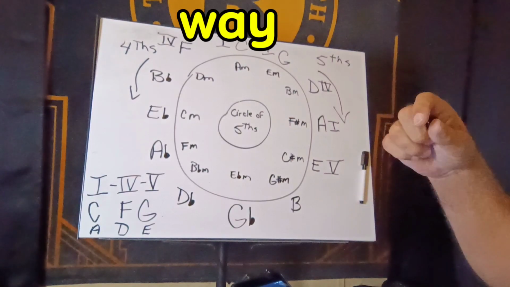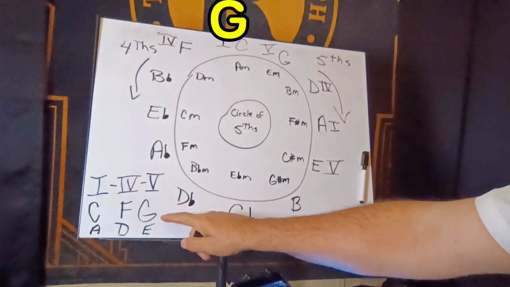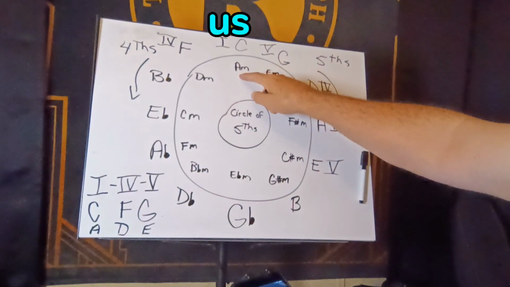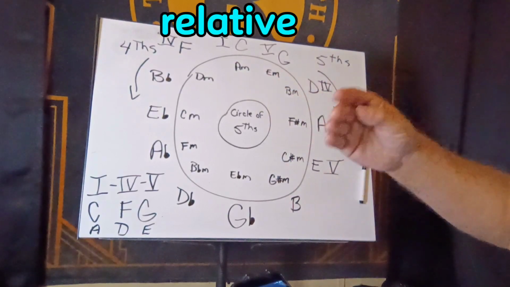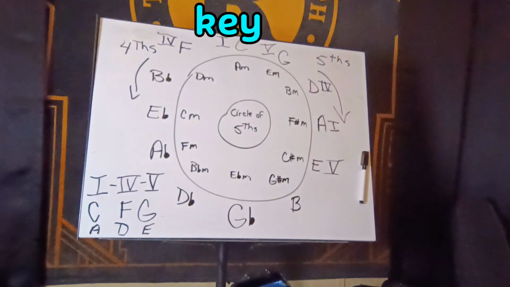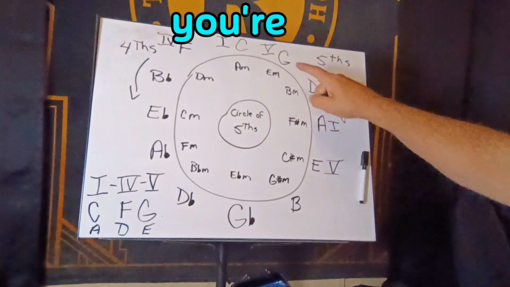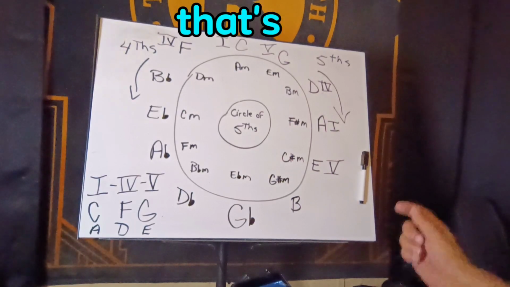And one good way to remember that is, if we look at our C, F, and G over here, G is the fifth of C, so that tells us that A is the sixth. So the relative minor of any major key is the sixth. So if you're in G, you've got G, A, B, C, D, E. That's the sixth. So that's with any of them like that.